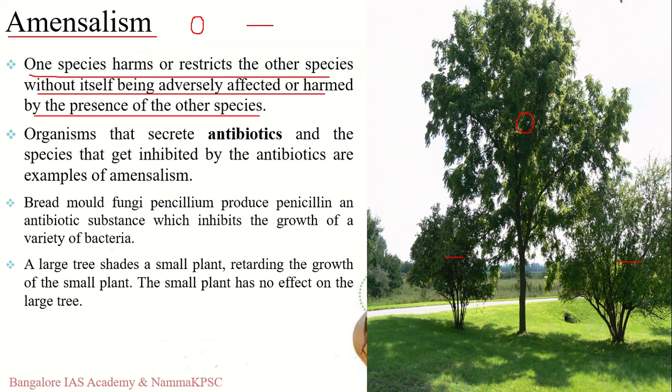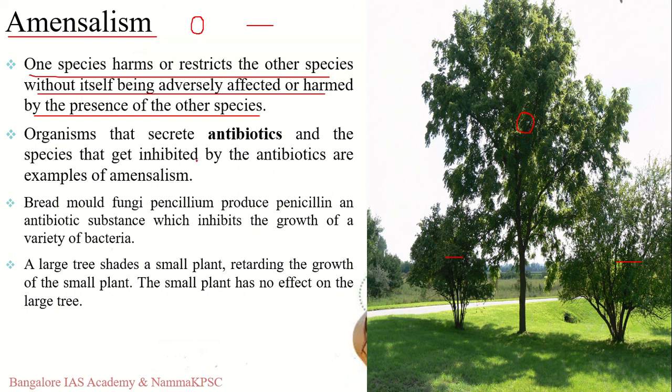So the large tree is not going to benefit from this, but obviously the smaller plants are going to be affected by this. So this is known as amensalism. There are a few more examples. You can just go through it. Any book that you're going to read will always have more examples.